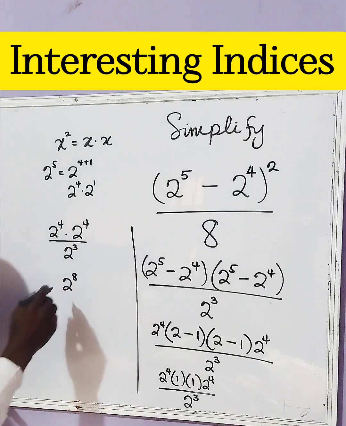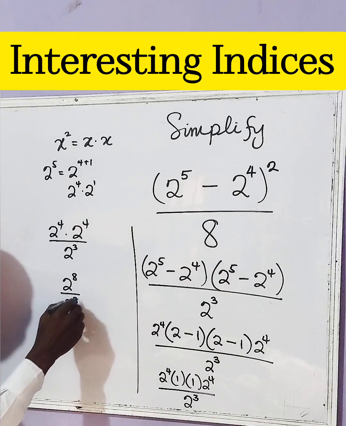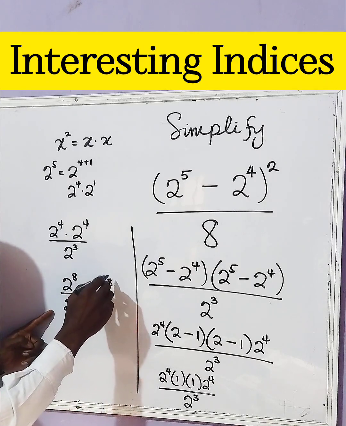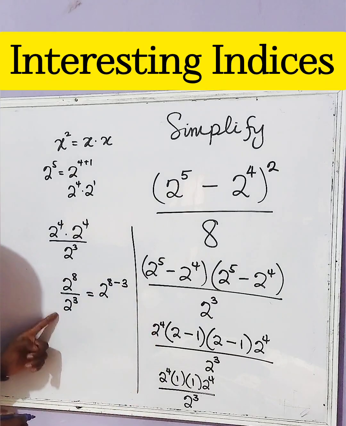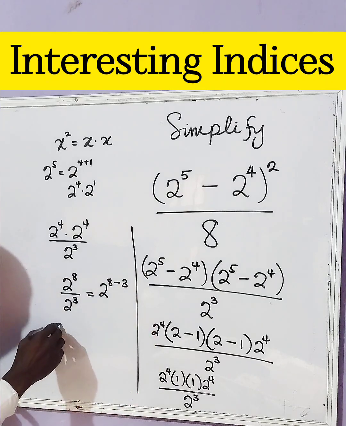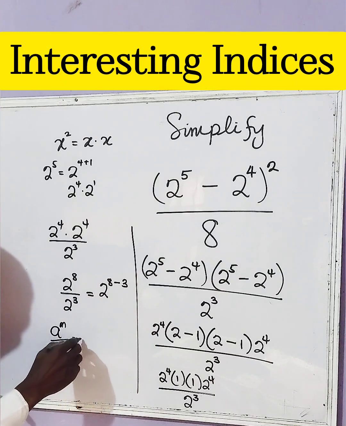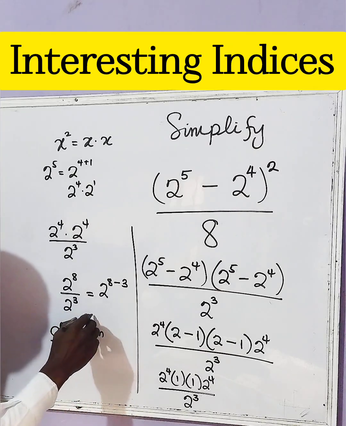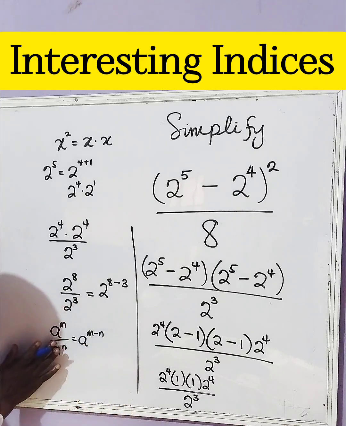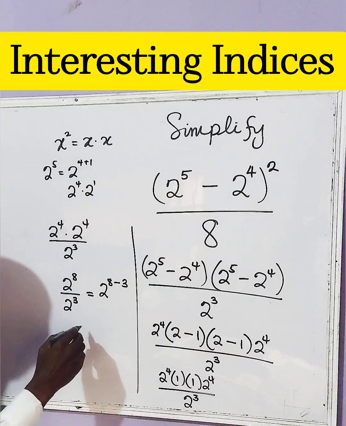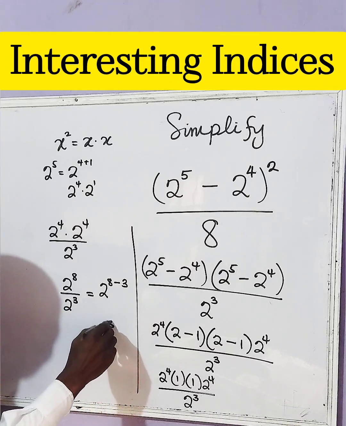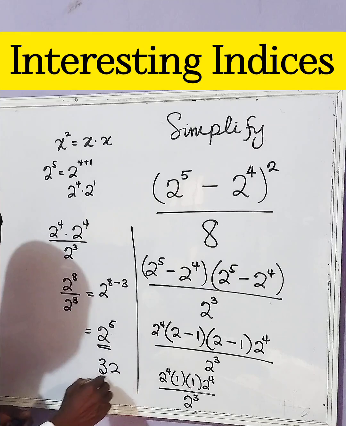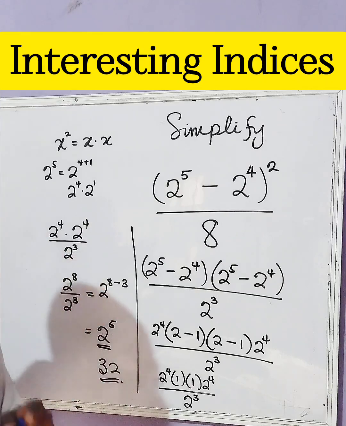So which implies, let me just do it step by step so that we'll get to understand that. So here we now have 2 raised to 8 minus 3. Now that's because according to this law, a raised to m over a raised to n gives us a raised to m minus n. So at the end here, our final answer becomes, let me just clean this, 2 raised to 5, which can also be 32. So whichever one is the answer.